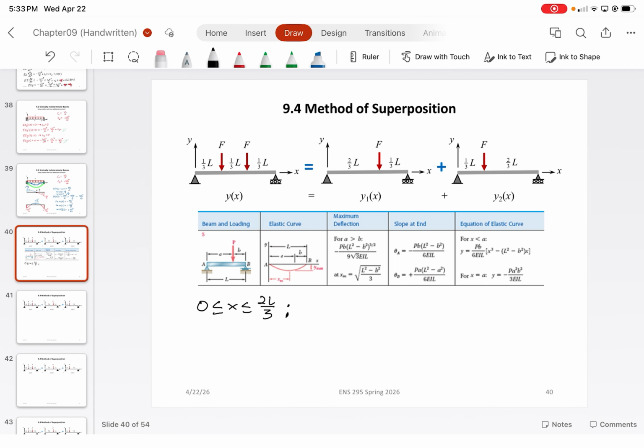So in this case, the deflection equation that we would likely want to use would be, let's see here, for y1 of x, we'll call it, let me just see this real quick. I just want to make sure I'm not going to be blabbering on.